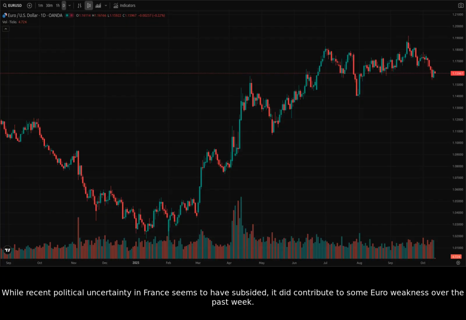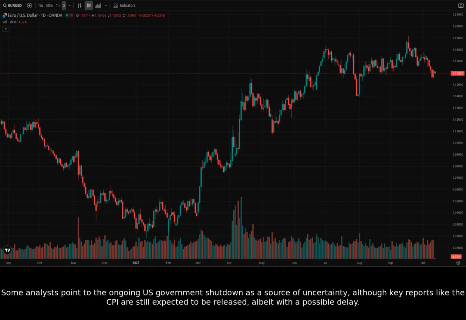position. While recent political uncertainty in France seems to have subsided, it did contribute to some euro weakness over the past week. The US dollar's recent strength has also been fueled by weakness in other currencies and its status as a safe haven asset. Some analysts point to the ongoing US government shutdown as a source of uncertainty, although key reports like the CPI are still expected to be released, albeit with a possible delay.